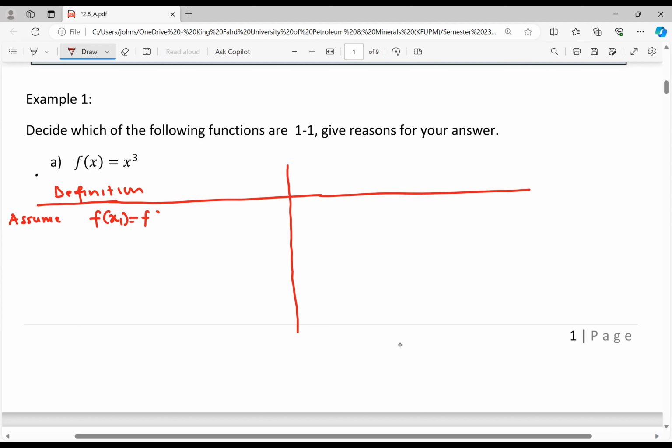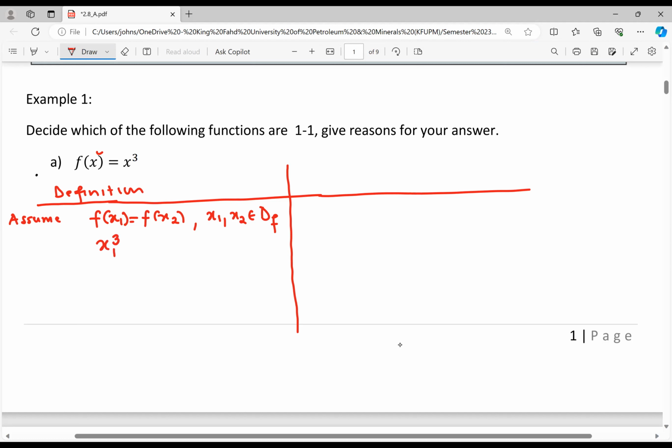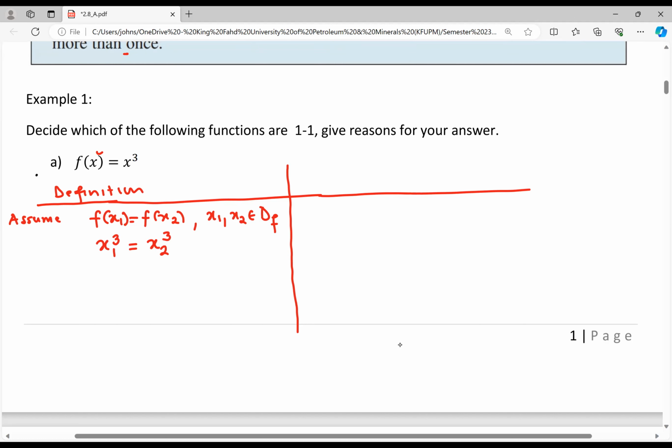So f of x1 is equal to f of x2. But where are x1 and x2 coming from? x1 and x2 have to come from the domain of f. And here you can see the domain of f is the whole real line. Now, what does this mean? For f of x1, just substitute x1 here. This will give us x1 to the power 3 is equal to x2 to the power 3. And then what is the goal? The goal is to check, can we always get x1 equal to x2?